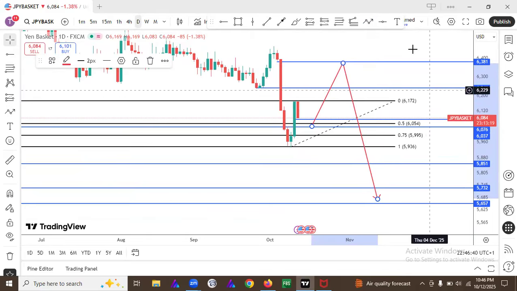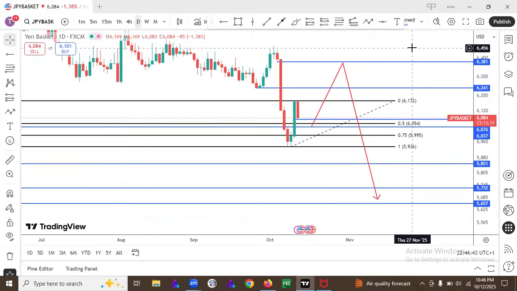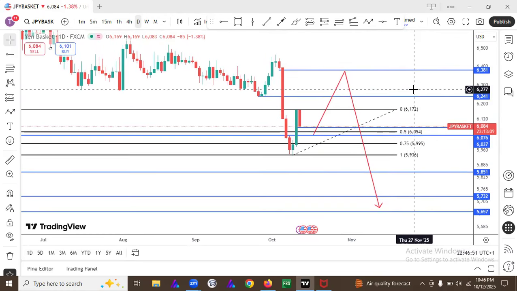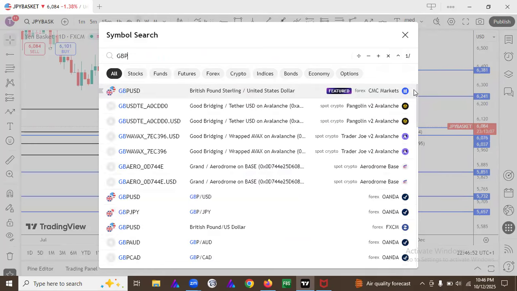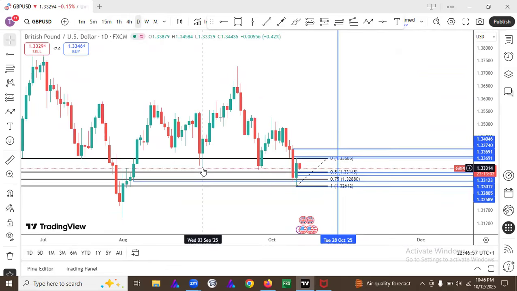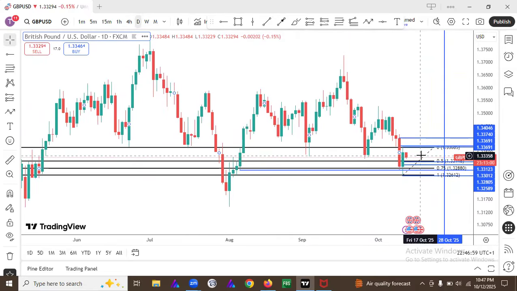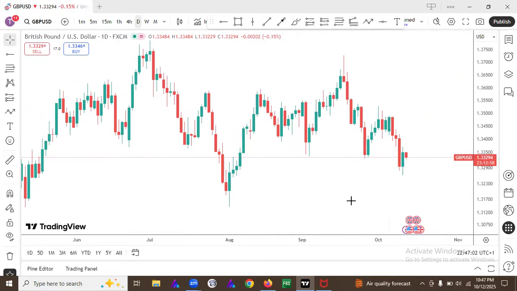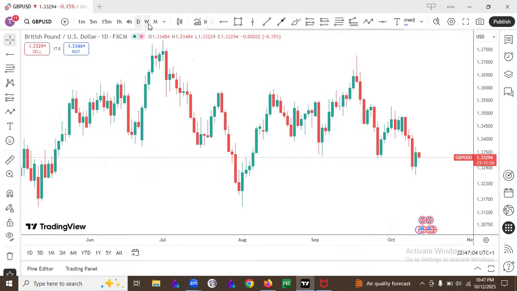Okay, let's look at the forex pairs. So I will analyze EURUSD, GBPUSD, gold, and GBPJPY. Okay, so let's start with GBPUSD. On GBPUSD, let's start with the weekly time frame.